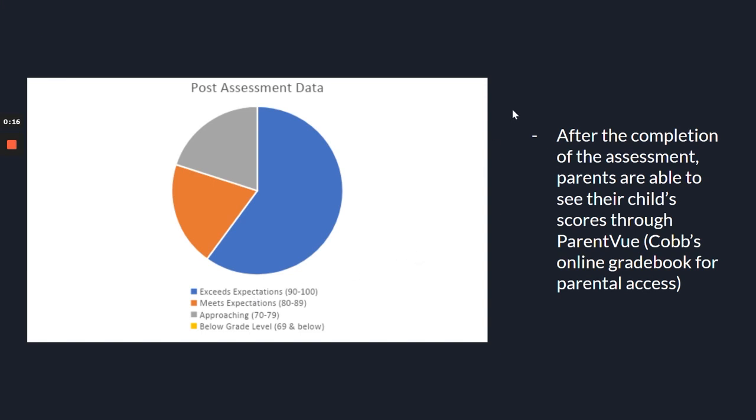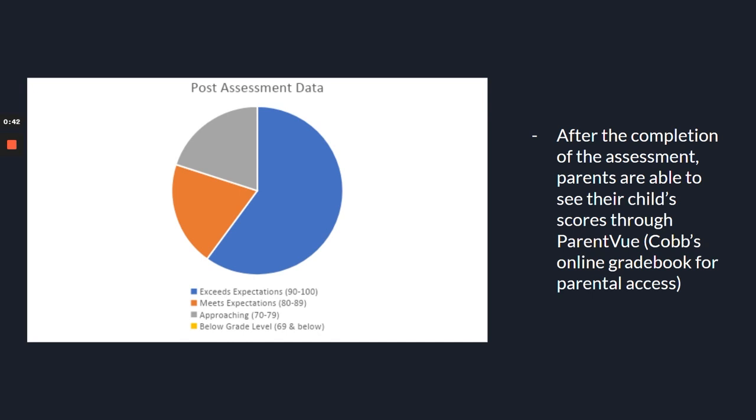Here we have the post-assessment data. Looking at the graph, the majority of the students exceeded expectations and scored between a 90 to a 100. Some students met expectations, which means they scored between an 82 and 89. Some students were in the approaching category, which is a 70 to a 79, and there were not any students in the below grade level category of a 69 and below.